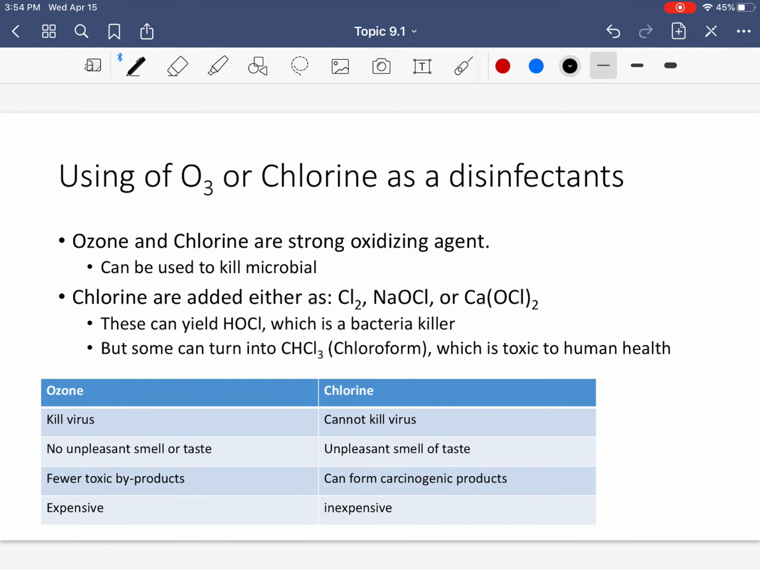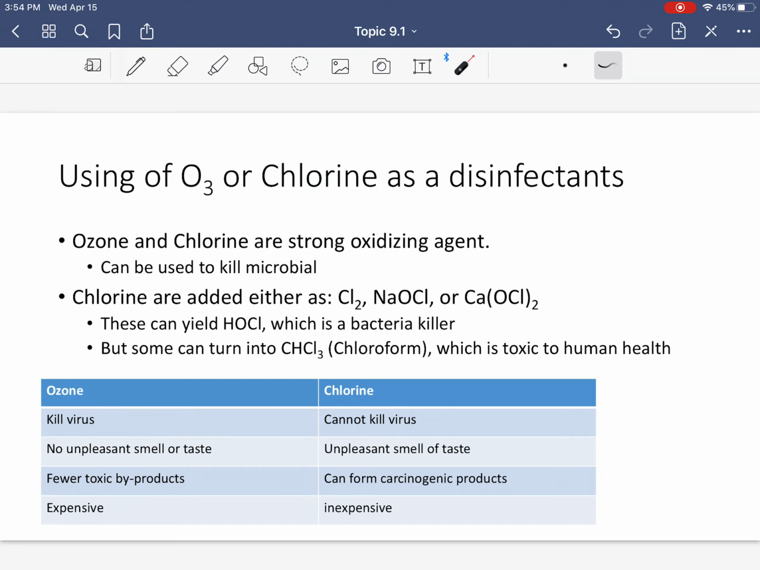Let's go back to what we're supposed to do today. All right, so before we look at titration, let's take a look at ozone and chlorine. Now, there's one similarity between the two chemicals: they're both disinfectants, very good disinfectants towards microbial and other germ-living creatures. Now, how do they do that? Well, they are good oxidizing agents.